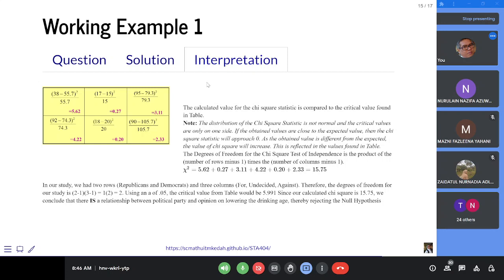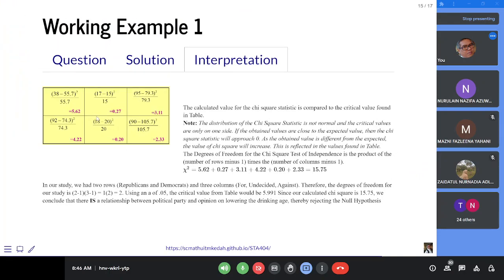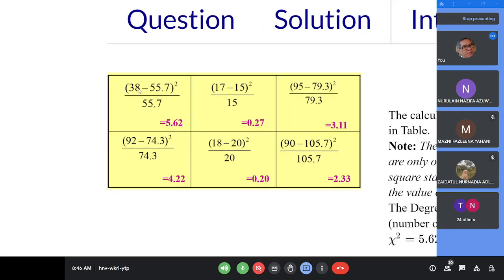Okay, so let's look at the interpretation. Once you have the expected frequency, the next thing to do is to find the chi-square test statistic. So in this situation, you can calculate the chi-square test of association by summing all the values for the observed minus expected frequency square divided by the expected frequency. Okay, so this is given by this table. So kalau perhatikan kat sini, this is what you have, 38 minus 55.7 square divided. So this is actually yang tadi tu kan. So O minus E square divided by E.